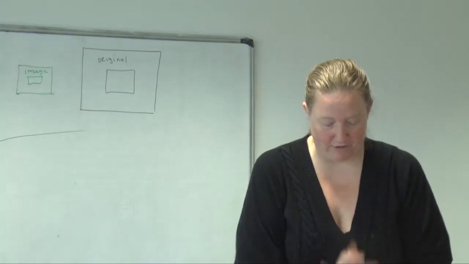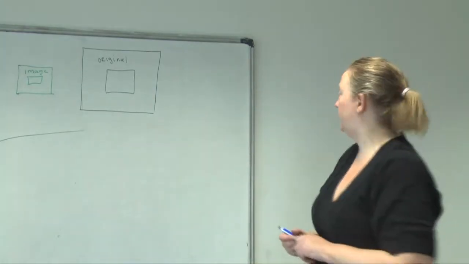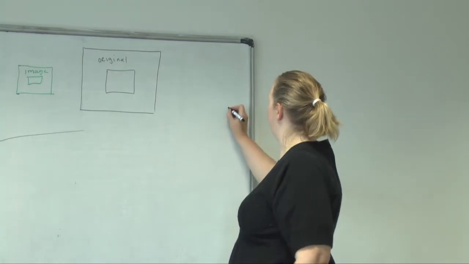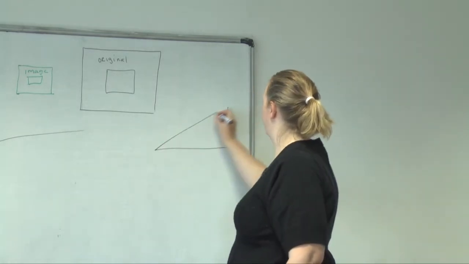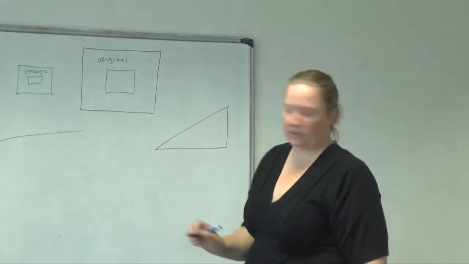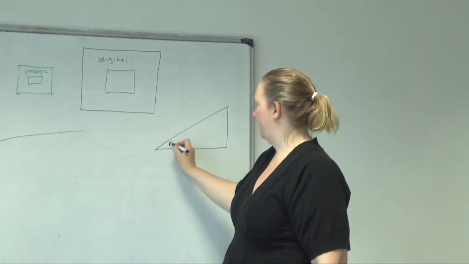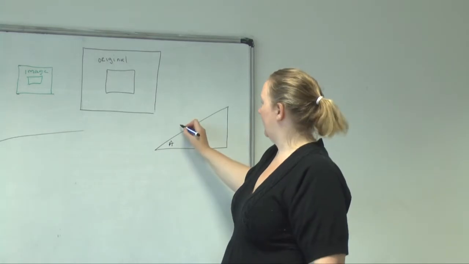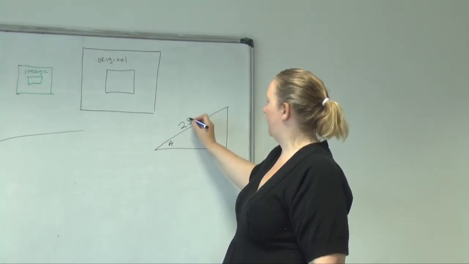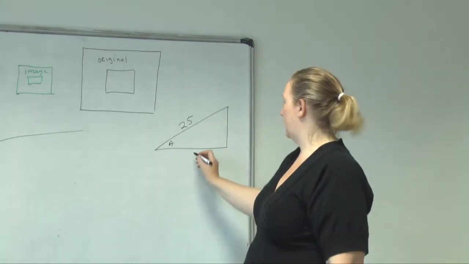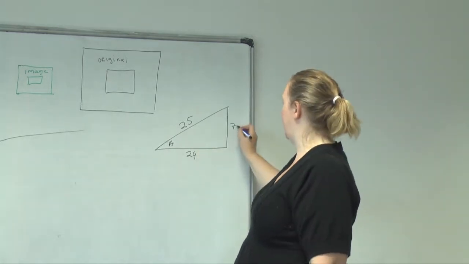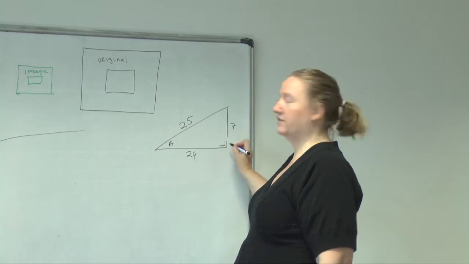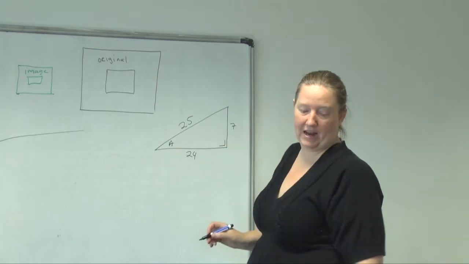Okay, question 7. It gives you a right angle triangle. And it tells you that this is your angle A. It tells you that the length of the slanting line is 25. The length of the line at the bottom is 24. And the length of the line at the side is 7. And they have a little symbol there to denote that that is a right angle triangle.